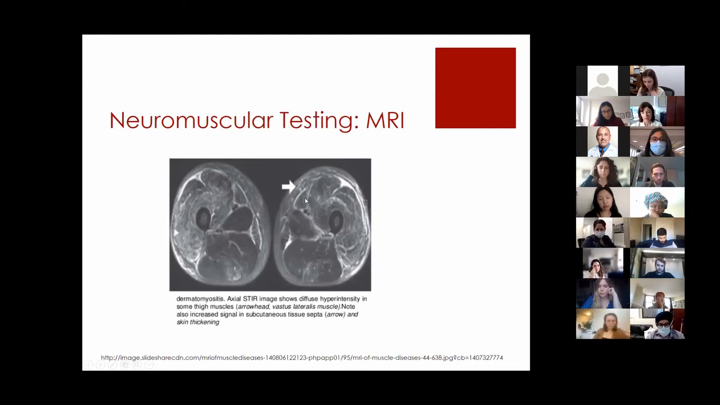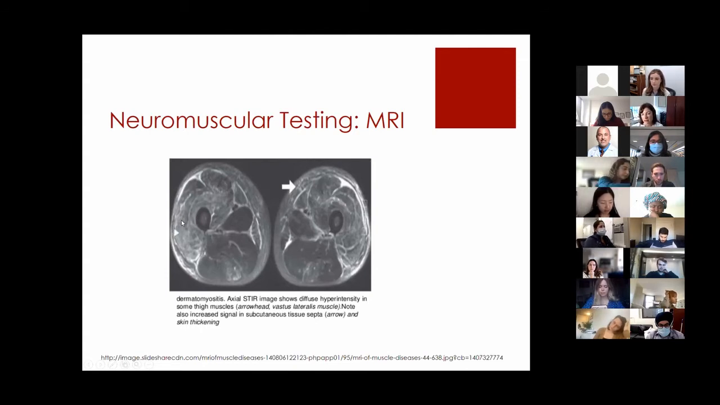And this here, what we're seeing is the vastus lateralis muscle with the arrowhead over here. And also there's some increased signal in the subcutaneous tissue, essentially where the vasculature is, and that's the arrow here. So again, you can definitely appreciate that this muscle is lighter. This is enhancement from inflammatory cell infiltration in the muscle of a patient with dermatomyositis.